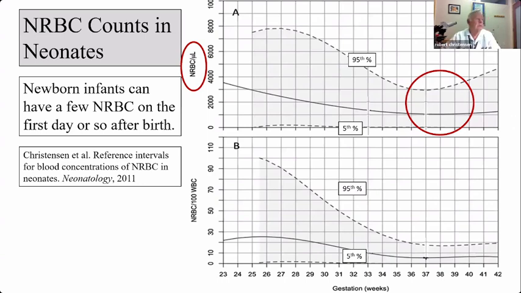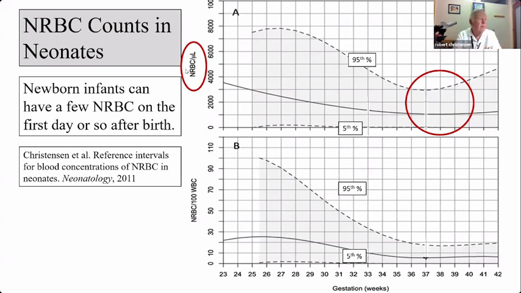All right, so here what you see are nucleated red blood cell count nomograms in neonates. Again, there's an A and a B panel. The A panel are nucleated red cells per microliter of blood, and the B panel is nucleated red cells per 100 white blood cells. I don't know how your lab likes to present it. Maybe one way, maybe the other, maybe both. But panel A is nucleated red cells per microliter, panel B is nucleated red cells per 100 white cells. And here is the gestational age in weeks and the counts.